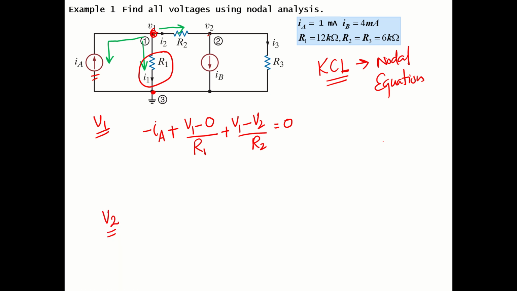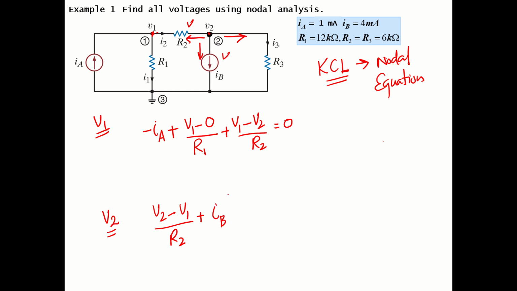At this node, again we will assume that all currents are leaving. For every node, every time, we just assume that all currents are leaving from that node. So this current leaving, this current leaving, this current leaving. Let's start from the current through R2. That will be this node voltage, V2, minus the other node voltage divided by the value of the resistor, plus now this current IB. Again this is leaving, so we put it with the positive sign.